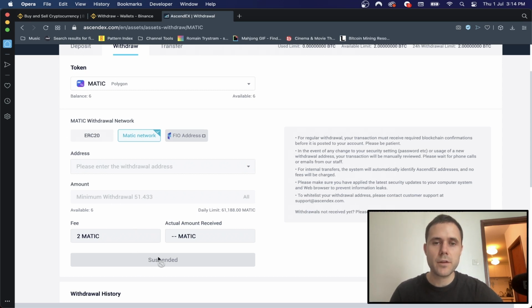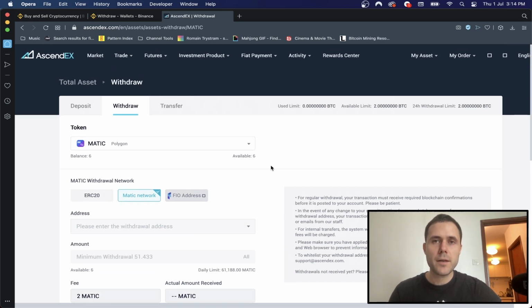Unfortunately, this is suspended right now, but it should be back up soon. They just have a few issues with the exchange right now. So it's a little bit complicated, but I think this is the best way. I think it's the cheapest way to do it.